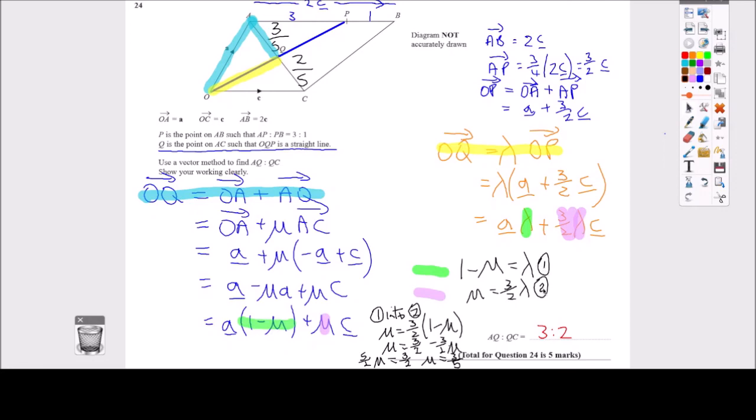If I call this number 1 and this number 2, I'm going to substitute 1 into 2. So I'm going to have mu equaling 3 over 2, 1 minus mu. And if I process that, I work out that mu equals 3 fifths. Now, remember what mu was. Mu was the fraction along AC we go to get to Q. So I've worked out that A to Q is 3 fifths. Therefore, Q to C must be the rest. It must be 2 fifths. So the ratio of AQ to QC is 3 fifths to 2 fifths, which multiplying by 5 gives us a ratio of 3 to 2.